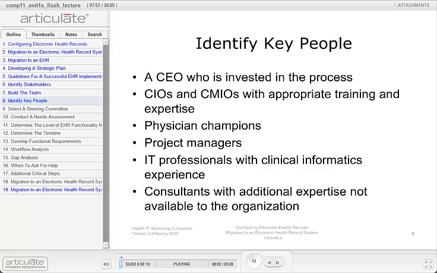Several key people are necessary for a successful EHR implementation. At the top of the organization, the CEO should be a strong leader invested in the process of change. A transformational leader with charisma and vision will be able to steer the organization through the process of EHR selection and implementation. At the next level, CIOs and CMIOs with expertise and training in clinical informatics are also necessary to the change process.